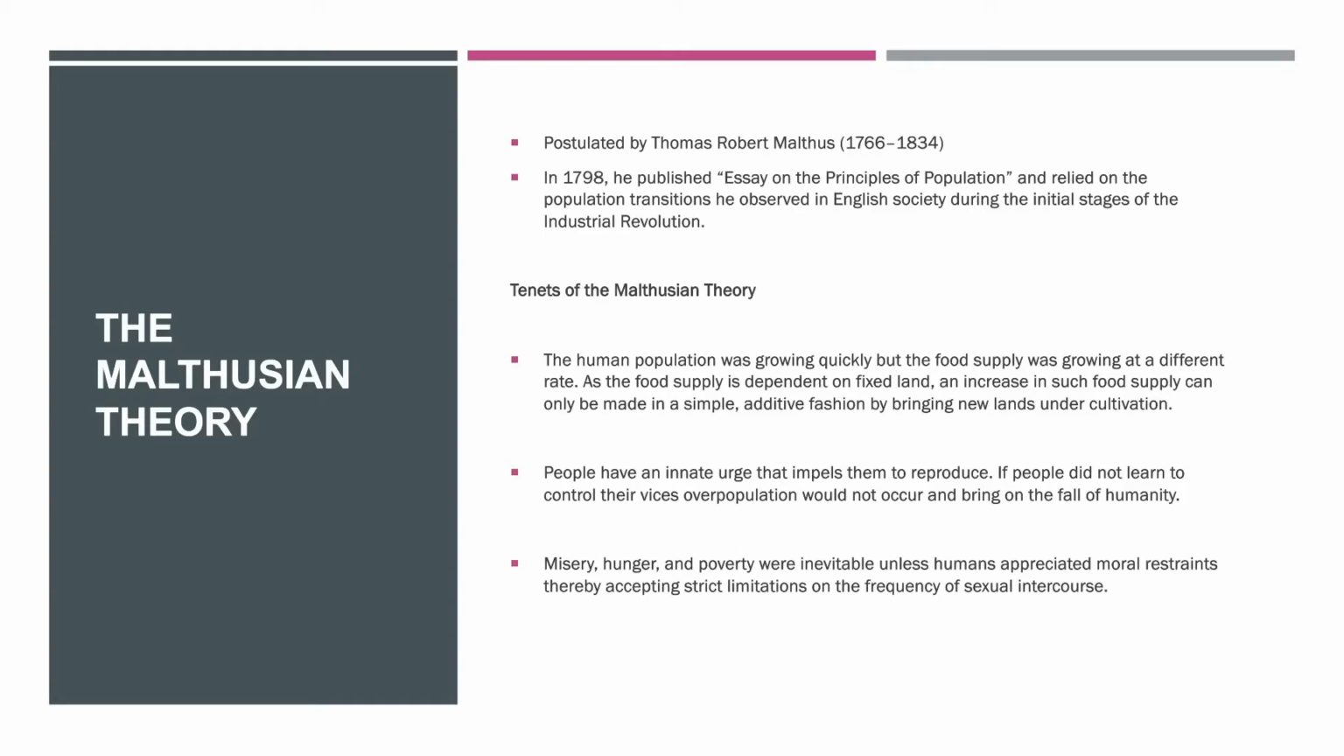Next, you have that misery, hunger, and poverty were inevitable unless humans appreciated moral restraints, thereby accepting strict limitations on the frequency of sexual intercourse. Now, this statement was highly based on Malthus's religious affiliations, right? He was very religious, and so he didn't see contraceptives and birth control as an effective way of reducing the population. He was against it, really, right?